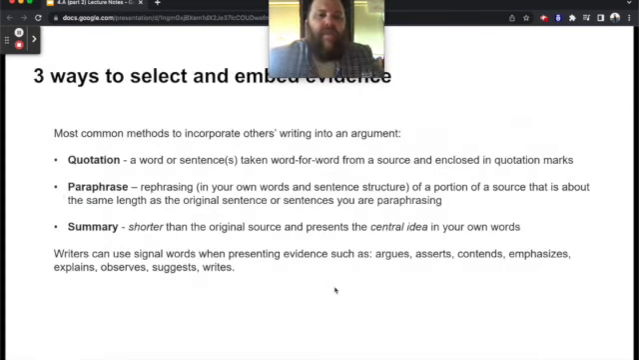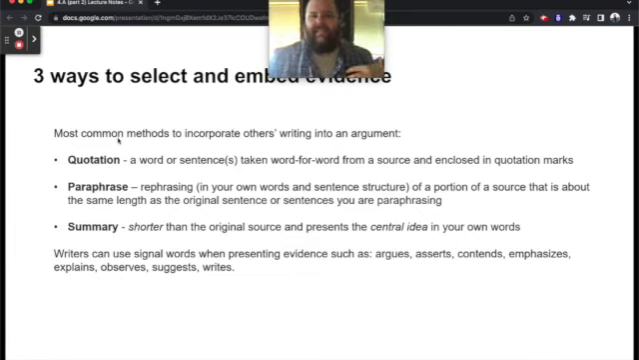Okay, there are 3 ways to select and embed evidence in your paper. All right. The most common methods to incorporate others' writing into an argument are, first, a quotation, a word or sentence or sentences taken word for word from a source and enclosed in quotation marks. Okay. You probably know what a quote is by now, right? That is taking word for word what an author says.